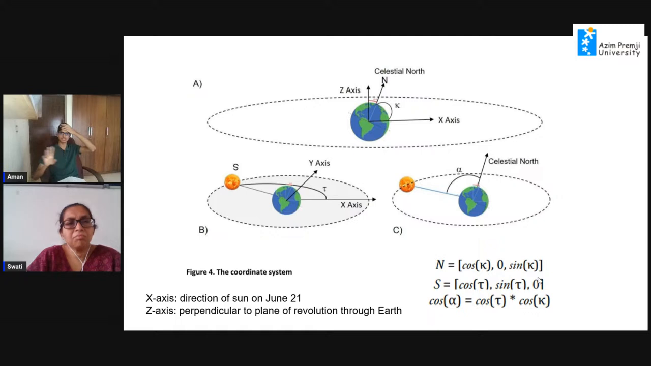I won't go into the details, but if you want to find the angle between N and S, you can use some vector geometry, specifically a dot product, and you can get the angle alpha, which is the angle between the celestial north direction N and S, to determine exactly at a given time of year what is the north pole separation of the sun. If you want the full details of the math, you can refer to the paper. Hopefully the kappa here is 66 and a half degrees, right? Yes, kappa is 66 and a half degrees.